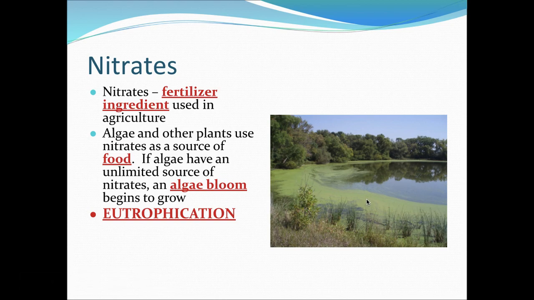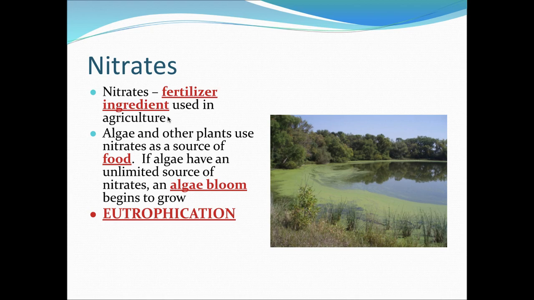All right, so the algae starts to explode. All right, and this is a thing called eutrophication. So write this down under nitrates. Eutrophication is when an algae bloom grows because of excess nitrates. So I'll say that one more time. Eutrophication is when an algae bloom grows because of excess nitrates. All right. So you might be like, okay, so there's a lot of algae.